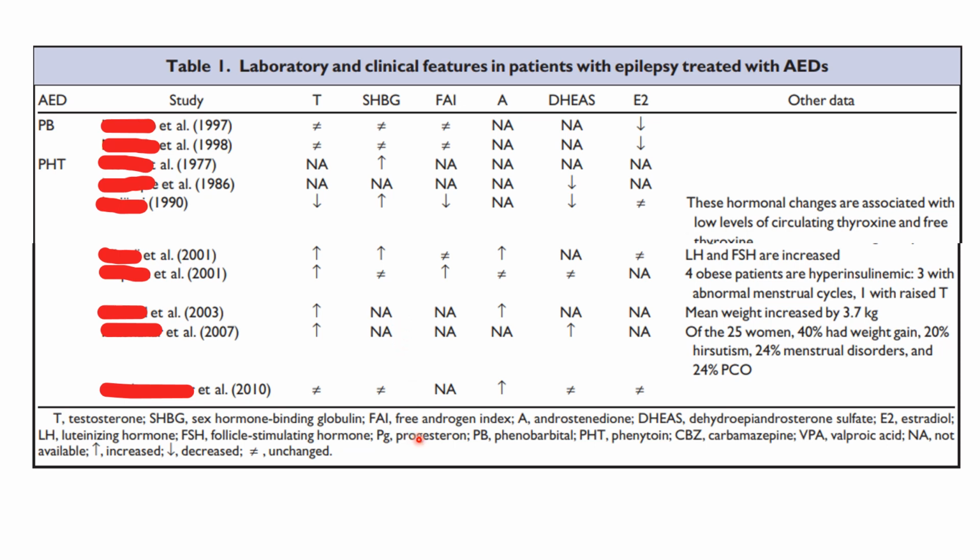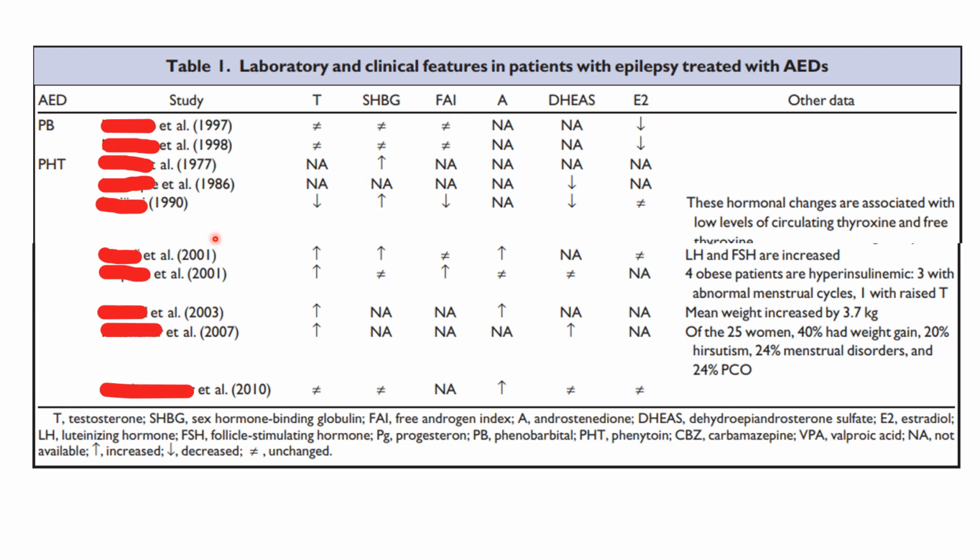FAI stands for free androgen index. A stands for androstenedione. DHEAS stands for dehydroepiandrosterone sulfate, and E2 stands for estradiol. And then there is some other data. So this is the first row, which is telling us the headers of each column.